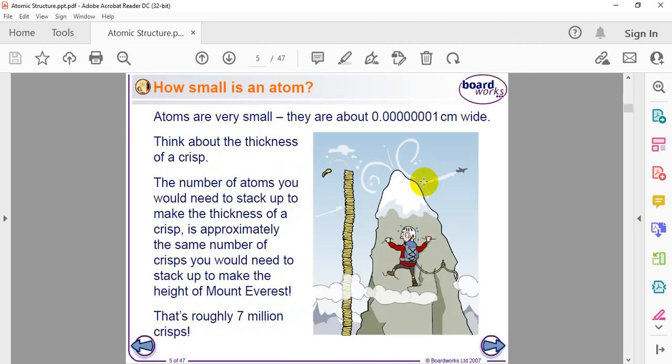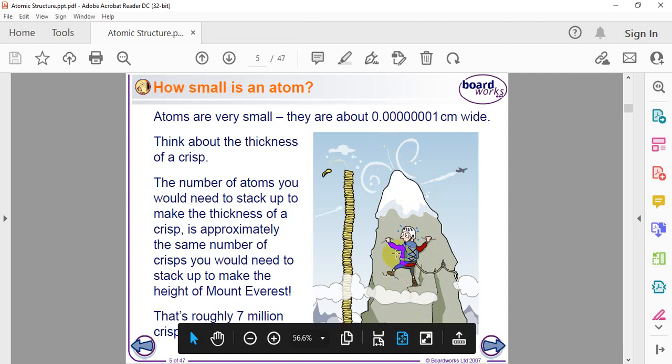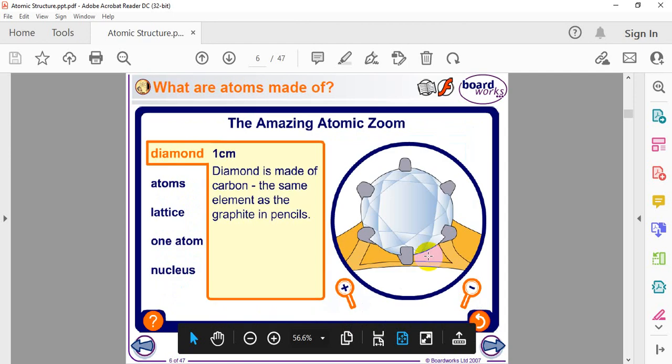So if you want to look at the structure of an atom or the size of an atom, it's very, very small, infinitesimal. It's like the various sand particles that make up Mount Everest, the tallest mountain in the whole wide world. It's quite amazing.